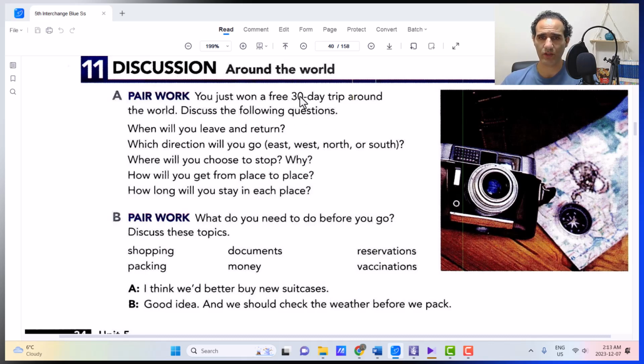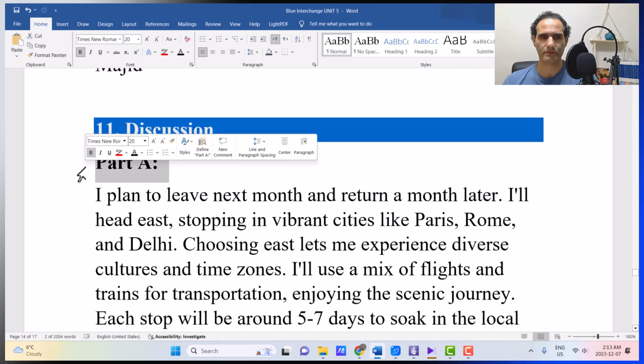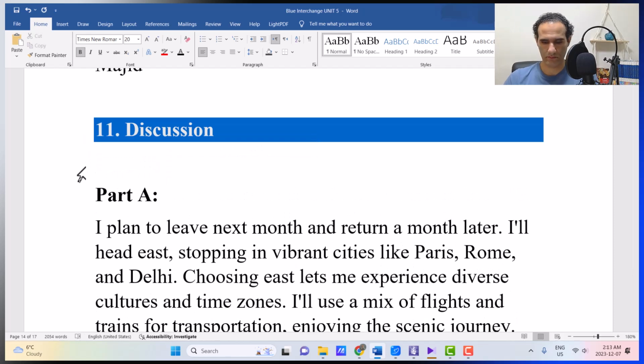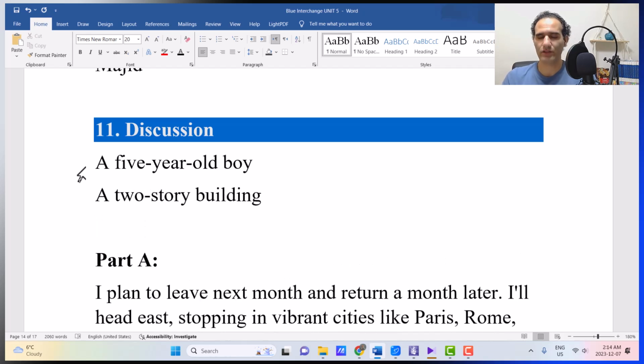Okay, these points about a 30-day trip. So you know that we don't say "30 days trip." It is a hyphenated adjective for that. A 30-day trip. Like, for example, you say, a 5-year-old boy. The boy is 5 years old, but it is a 5-year-old boy. Or a 2-story building, a building that has 2 stories.